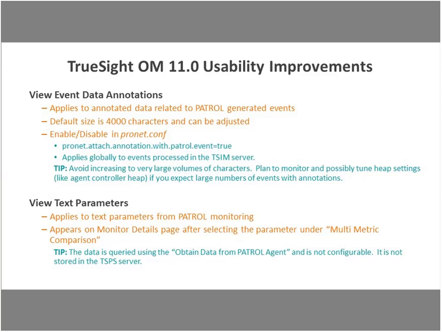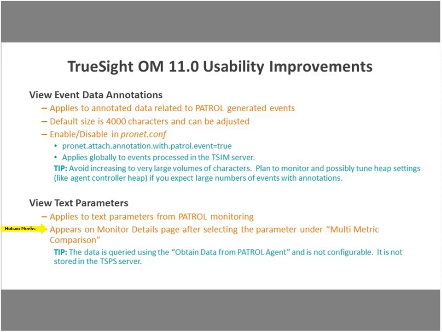We've added the ability to view text parameters as well. So in Patrol, for many years, we've had various parameters that collect data and present it as text instead of a trended data point or an event. We capture data in the form of a little report and present that as text in Patrol. That's now visible up in the presentation server, okay? It applies to text parameters from Patrol monitoring only.